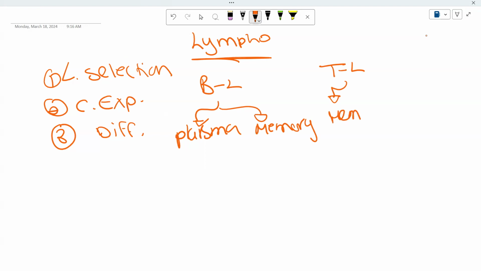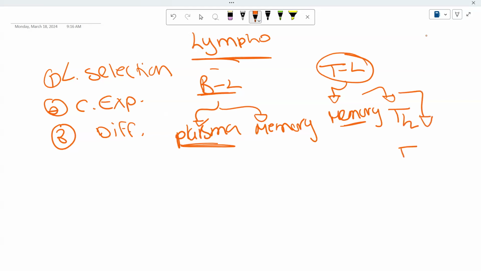Okay, if they remain in the blood, they will. T cells never produce antibodies. Either T helper or T cytotoxic. Okay? Antibodies are only produced by the plasma cells, only B lymphocytes. So when the T lymphocytes are activated, they will give you either T helper or T cytotoxic.